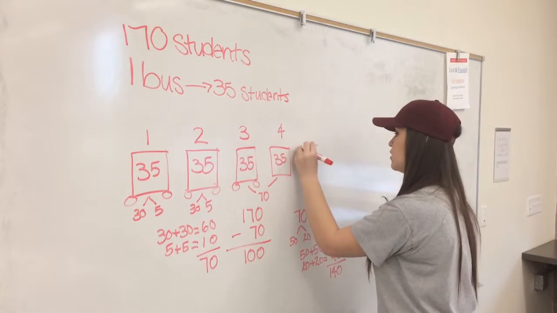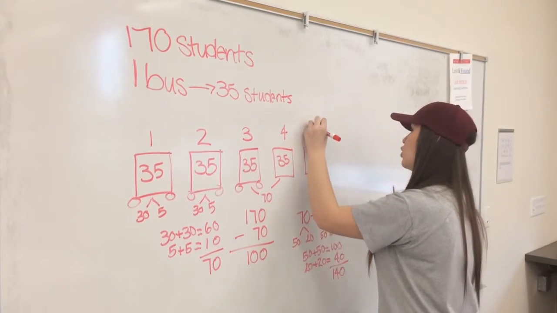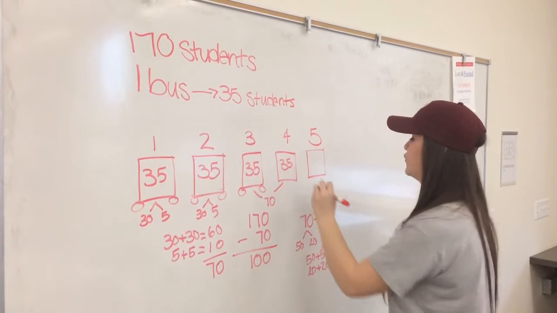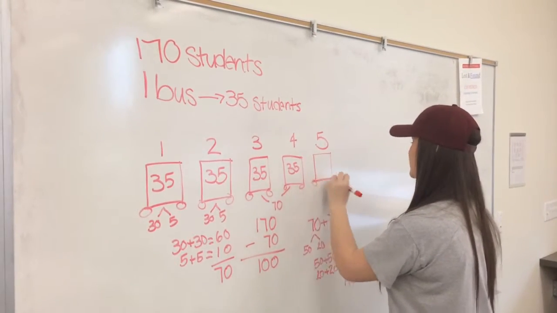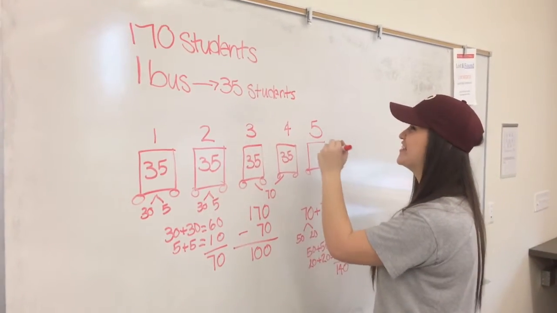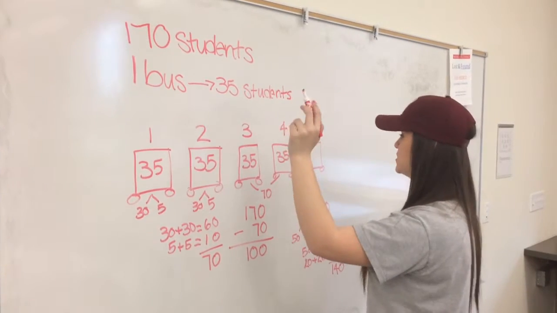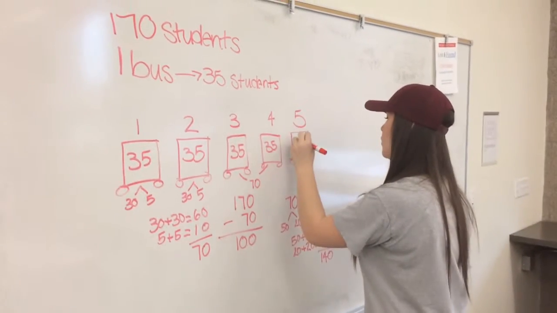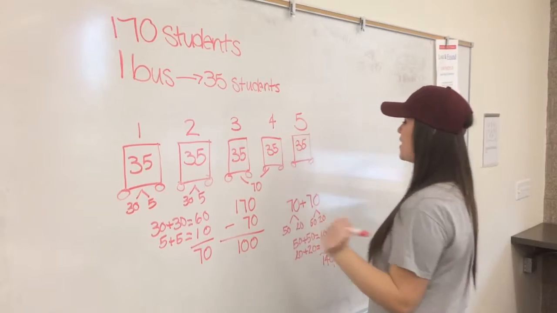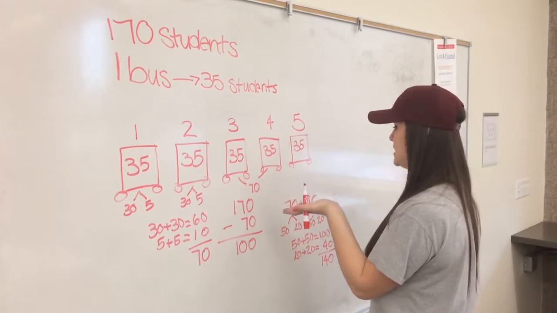So we're going to get a fifth bus to see if it will fulfill our 170 student seat requirement. Oh no, I forgot my wheels. So with a fifth bus, we have another 35 seats.